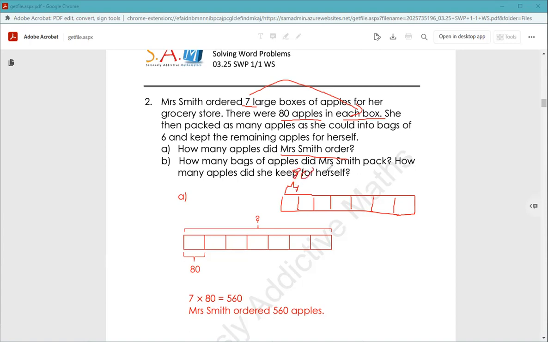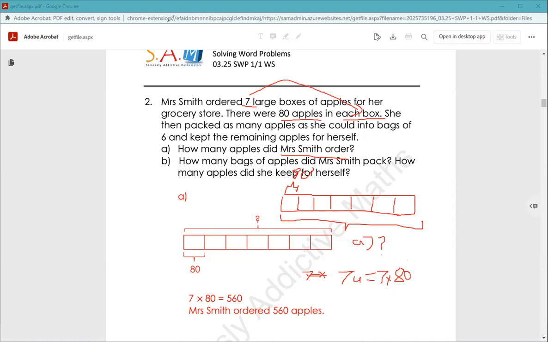And then the first question is, how many apples did Mrs. Smith order? So altogether, this will be the question mark. So they need to solve A first, so get them to write out the equation. So 1 unit is 80, 7 units will be 7 times 80. Or you can do it this way: 7 units equals 7 times 80, and then you get 560. Okay, so that's the answer.